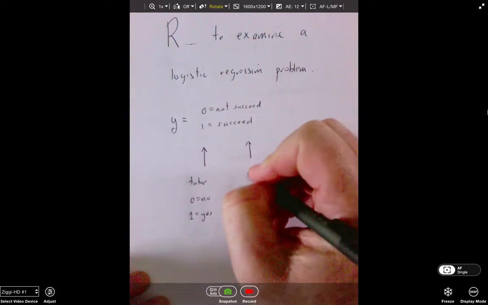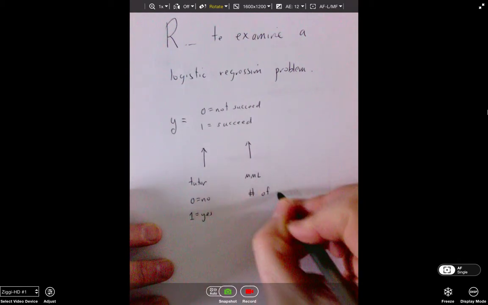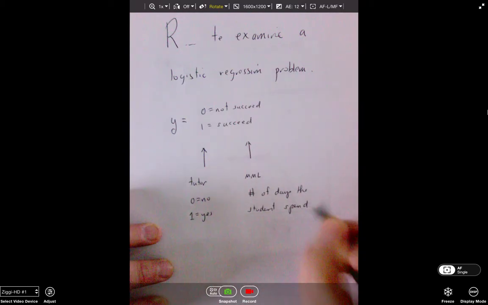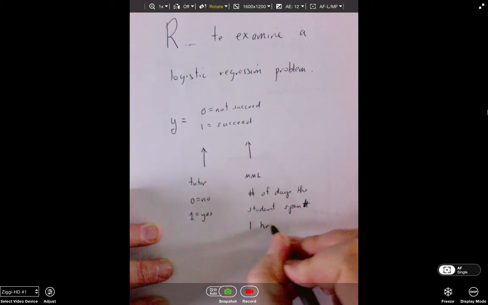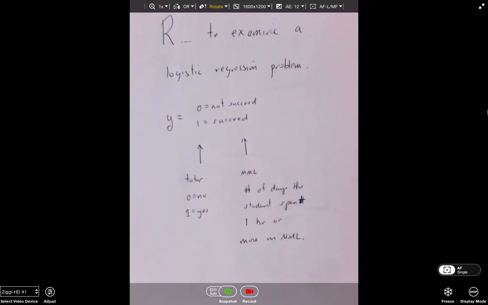Another thing we're going to use is My Math Lab. And this is the number of days the student spent one hour or more on My Math Lab. My Math Lab's got a really cool learning module for students, and some of our Math 1010 professors are trying to implement that to make some cool things happen. In other words, get students to succeed in courses that have unusually low success rates.